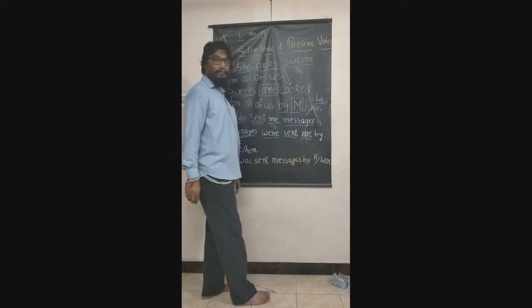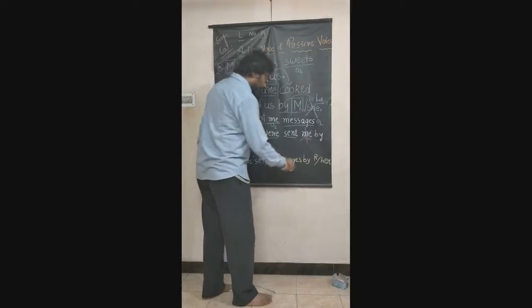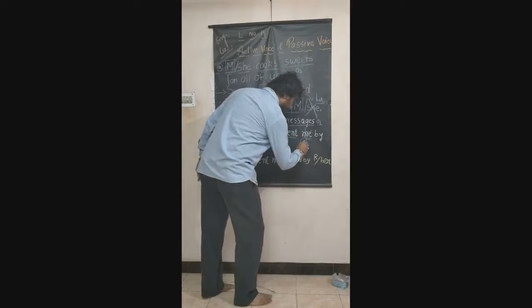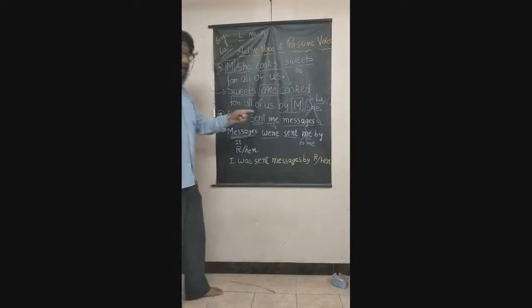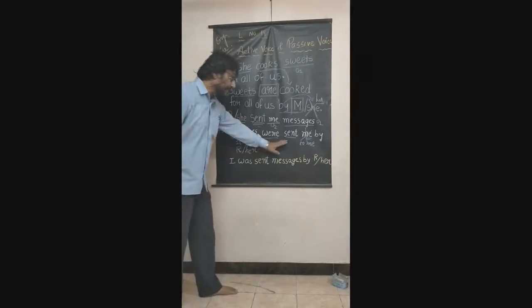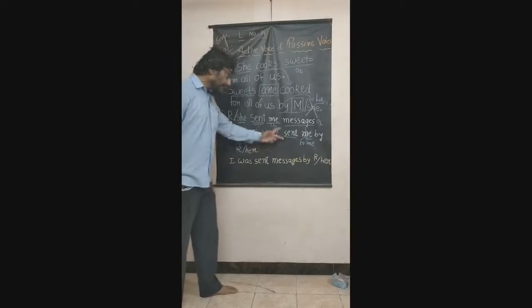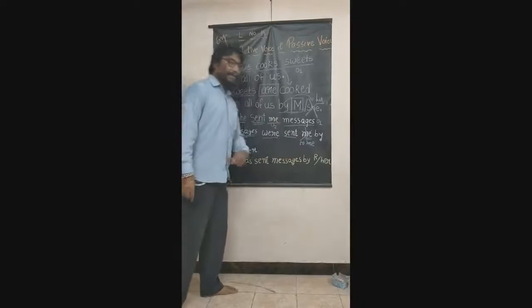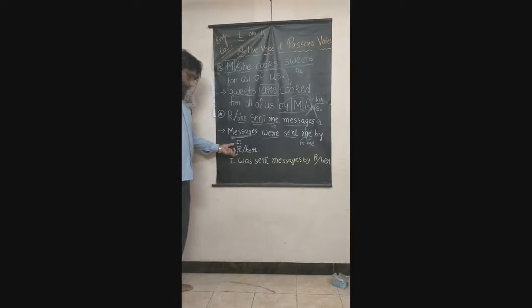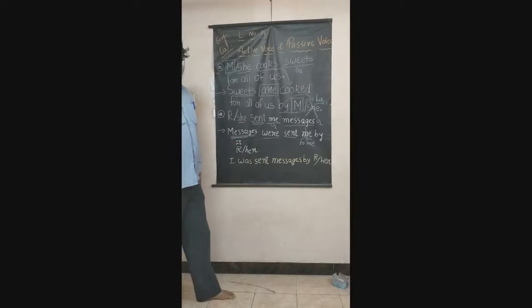Here, if you have written only me, it is wrong. You have to write to me. Messages were sent. If you have written me, then it's wrong. Messages were sent to me. Then if by Radha is given, it's okay, by Radha. But in place of Radha, if she is given, once again you have to write her here. Got the idea?